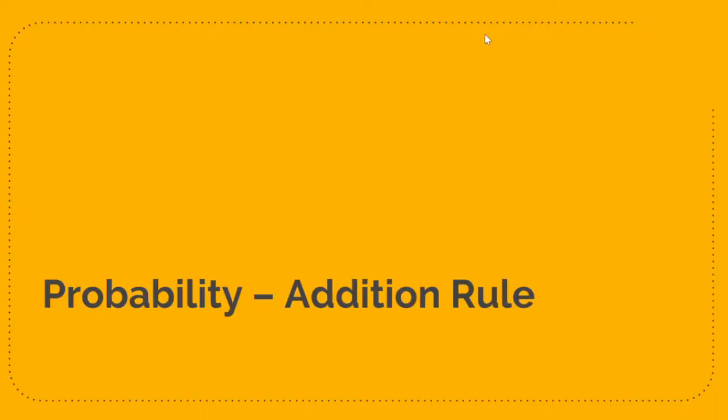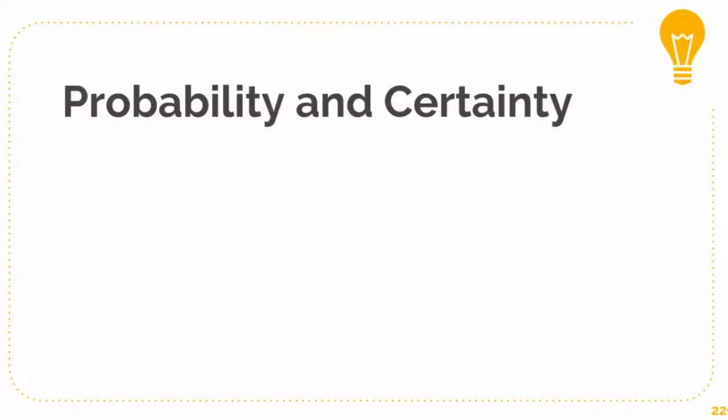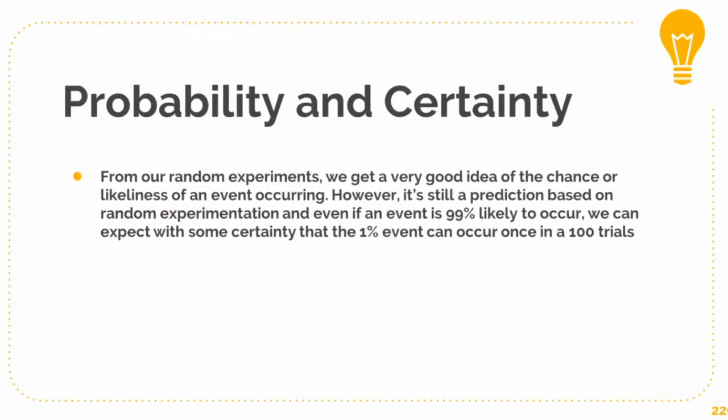So now let's take a look at the addition rule in probability. So, probability and certainty. From our random experiments, we get a very good idea of the chance or likeliness of an event occurring. However, it's still a prediction based on random experimentation, and even if an event is 99% likely to occur, we can still expect with some certainty that the 1% likeliness can occur in 100 trials.